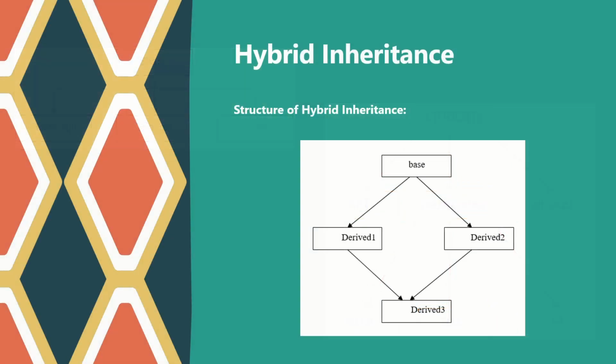Okay. Now, hybrid inheritance. If you closely observe, hybrid inheritance is a combination of hierarchical inheritance and multiple inheritance. In hierarchical, there will be one base class and more than one derived classes. In multiple inheritance, we will have more than one base class and one derived class. Okay, hybrid inheritance is a combination of these two.